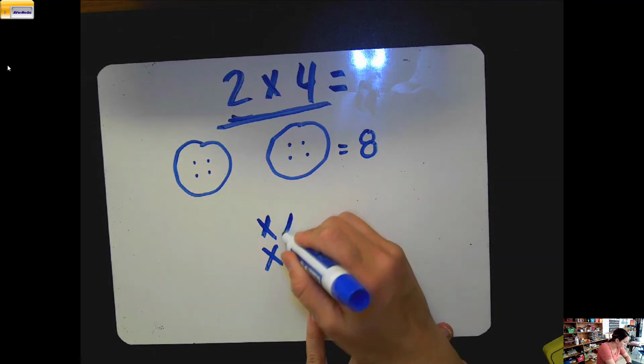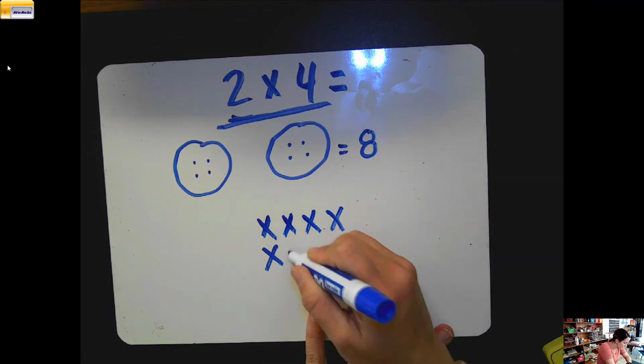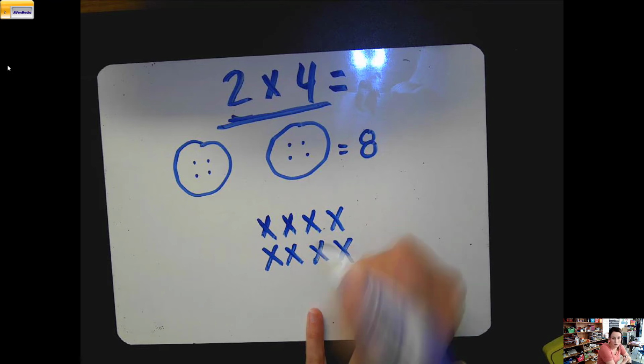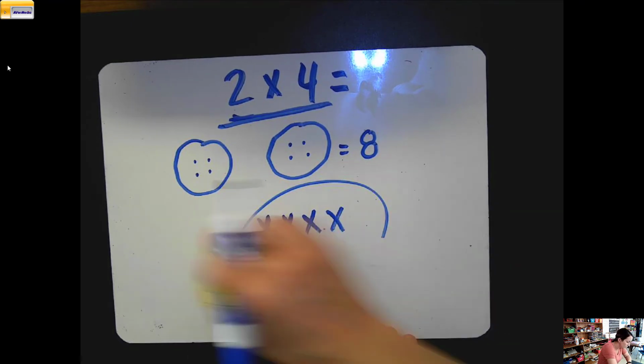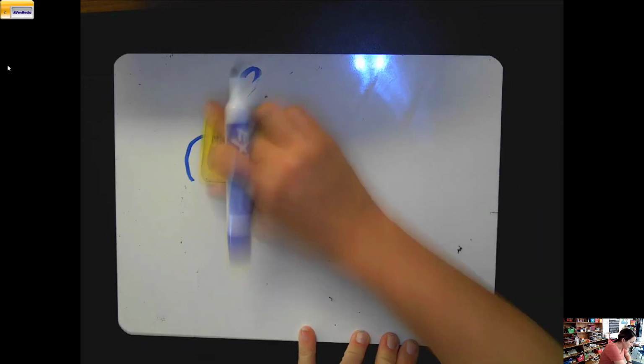4. Very good. 1, 2, 3, 4. 1, 2, 3, 4. To solve it, you'd count them all up. Alright, let's go ahead and erase that and try another one.